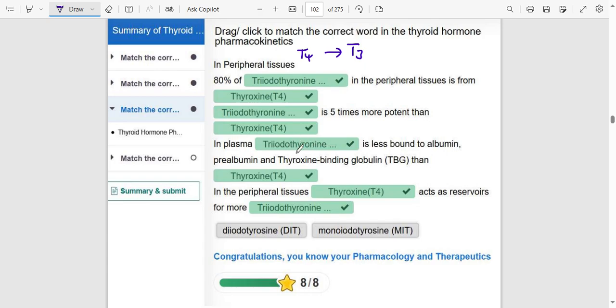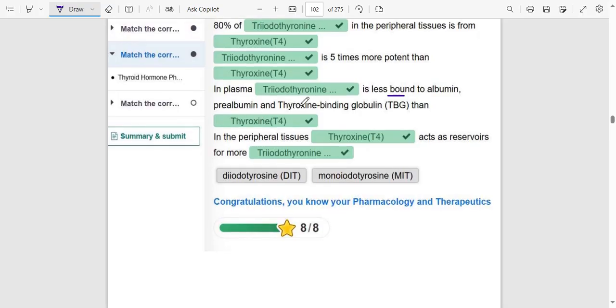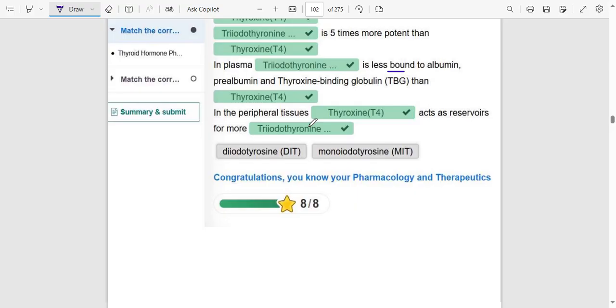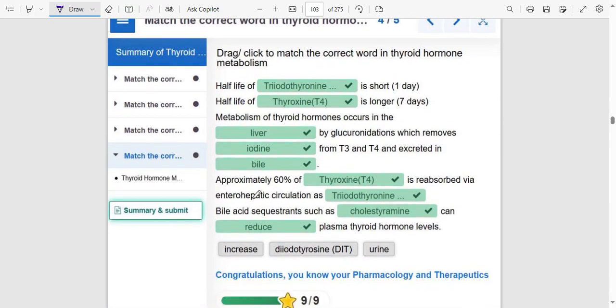In plasma, triiodothyronine is less, and we know this, right? T3 is less in plasma and is less bound to albumin, prealbumin and thyroxine binding globulin than T4.